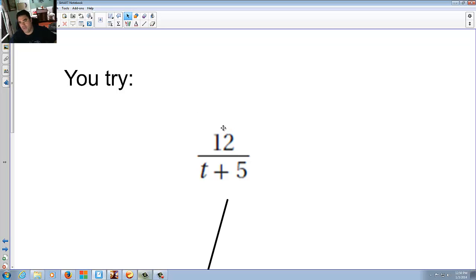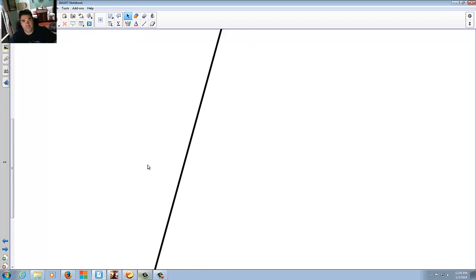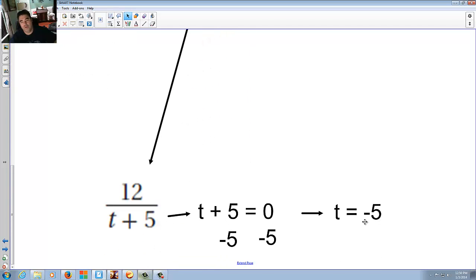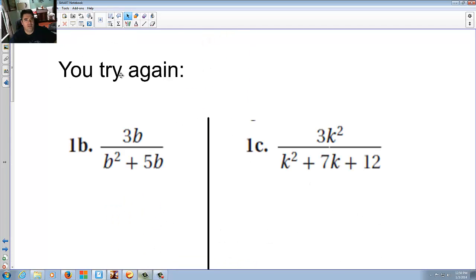Now you try, go ahead. 12 over t plus 5, what can t not be? Alright, simple enough. I hope you knew it was negative 5. Try again. 3b over b squared plus 5b and 3k squared over k squared plus 7k plus 12. Go ahead.